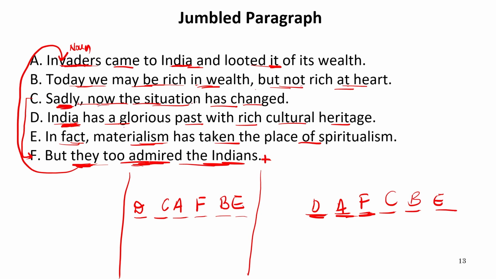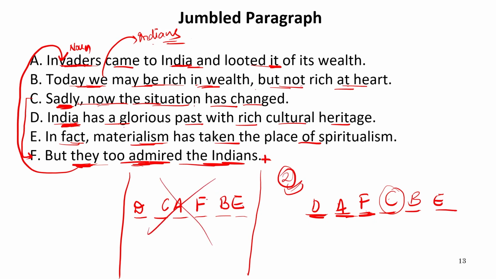That is, sadly now the situation has changed. Now what happened? Today we may be rich at heart. "We" means Indians. Here "we" refers to the Indians. Now in the F sentence we can see that Indians have been praised. But in the B sentence, Indians are criticized on some basis. Therefore, this "we" refers to the Indians, and after F it should come with some contrast sentence, so C should be there. It means this second sequence is absolutely correct.